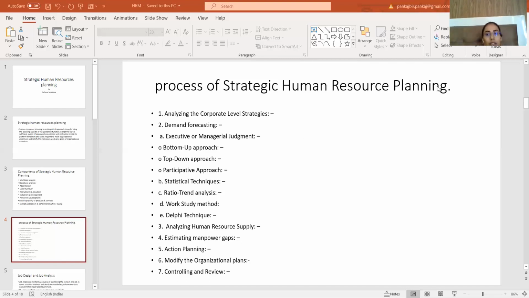So these are the steps involved in strategic human resource planning, and this is a very elaborate approach of doing human resource planning in the organization.